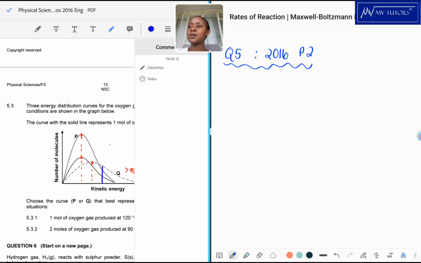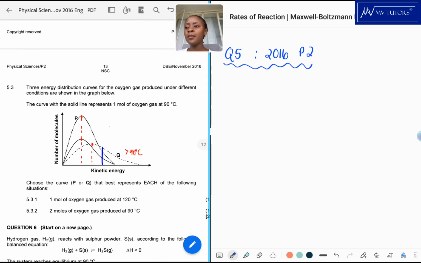Okay, so now let us see. So we need to choose the curve P or Q that best represents each of the following situations. So initially we had 1 mole of oxygen at 90 degrees. Now it says 1 mole of oxygen gas produced at 120 degrees. So remember, if you increase temperature, you do not change the number of particles under the graph. Okay, the number of moles stay the same. So I would say then for 5.3.1, that would actually be Q.